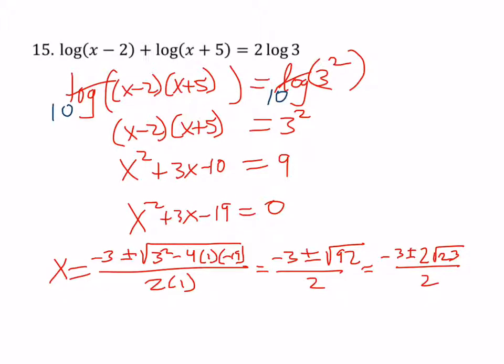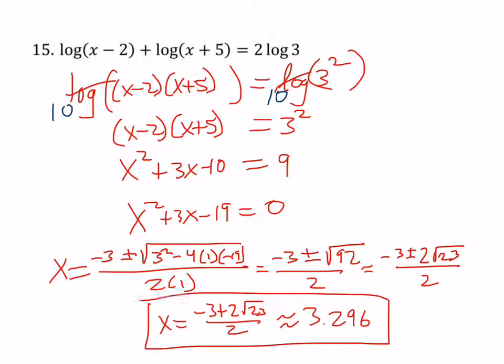So our one and only answer is negative 3 plus 2 root 23 all over 2, which is approximately 3.296. And yes, if you plug 3.296 into here, it keeps it positive. We just have to make sure the numbers inside there, the arguments, are positive. All right, there's our one answer. So that's how you solve these problems that end up being quadratic. Always make sure you plug them back in and check.